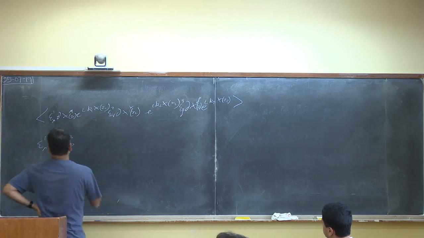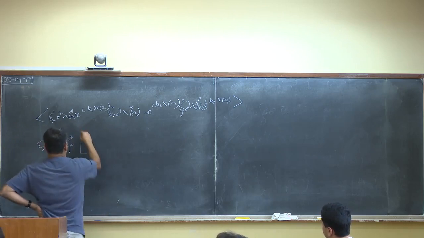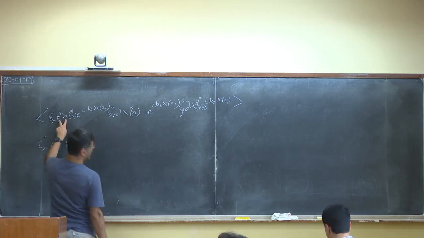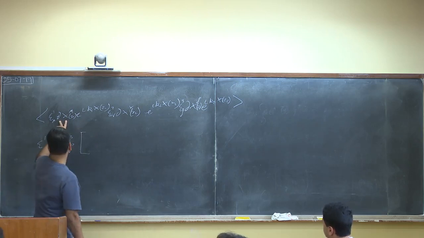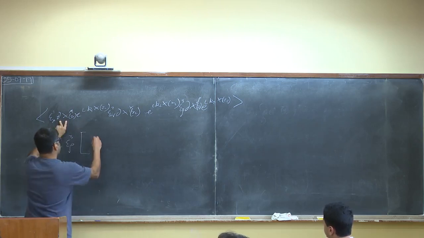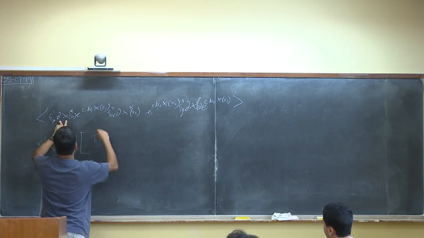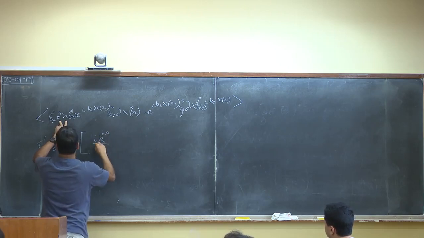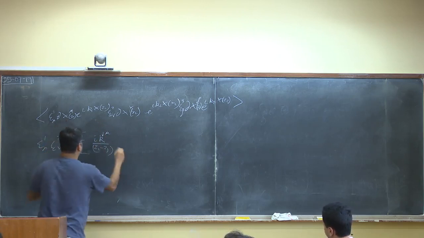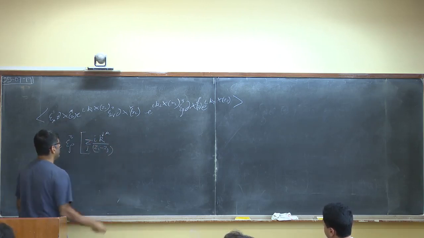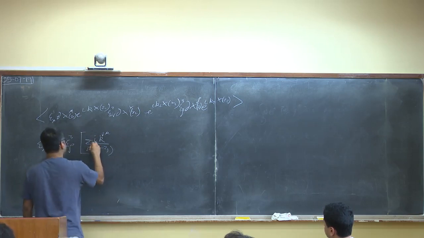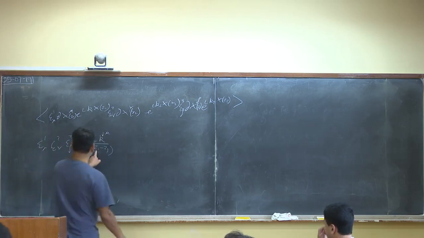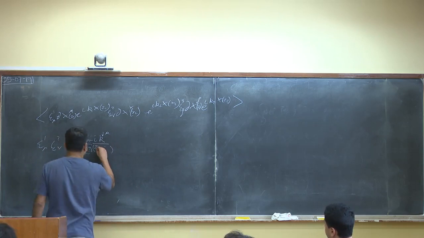And then we had this lovely rule, right? The rule said that every ∂X insertion pulled down a factor of, what was it, i, k_j^μ divided by z_i minus z_j, summed over j, j not equal to i. And I've got z_i minus z_j, right? So let's call that z_ij.